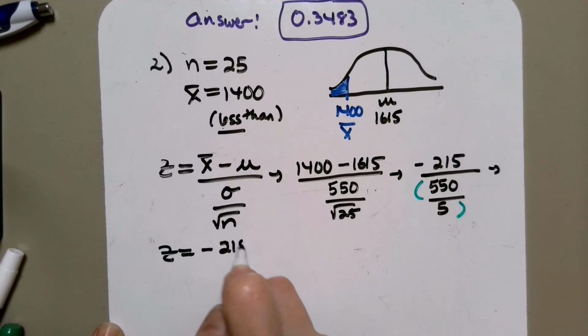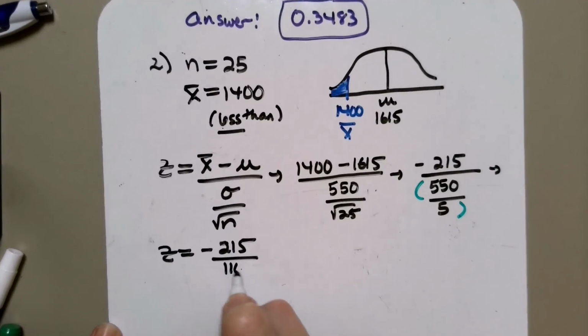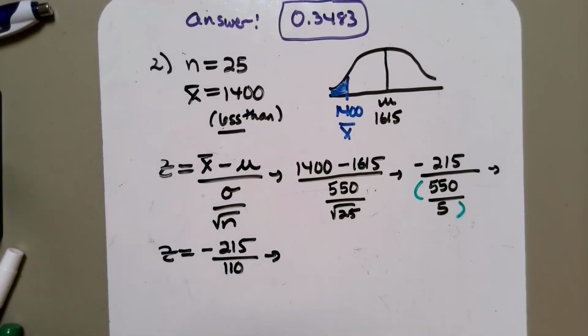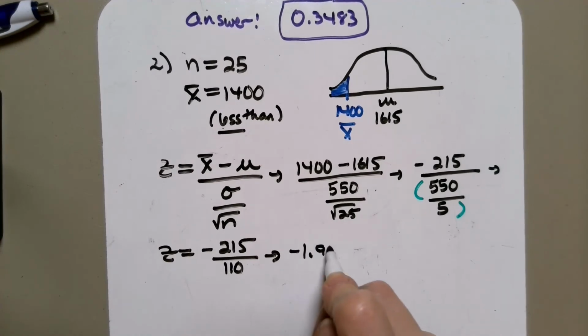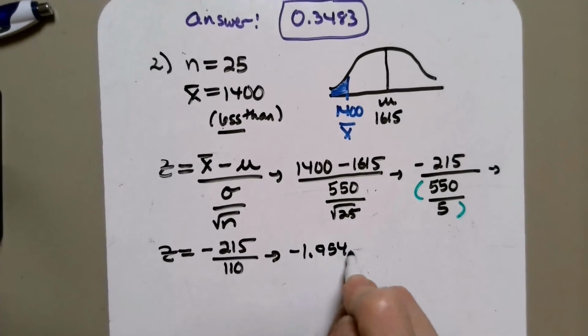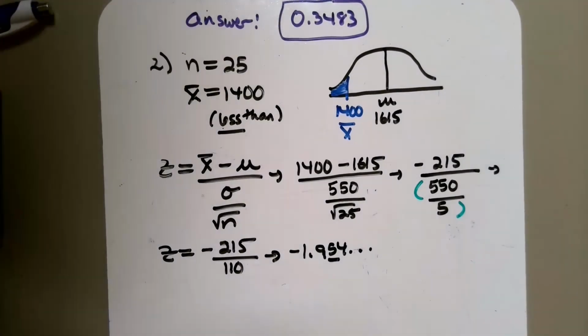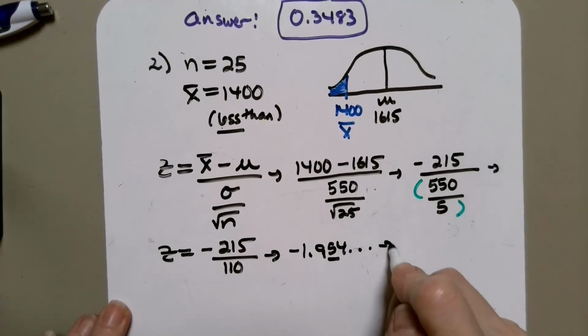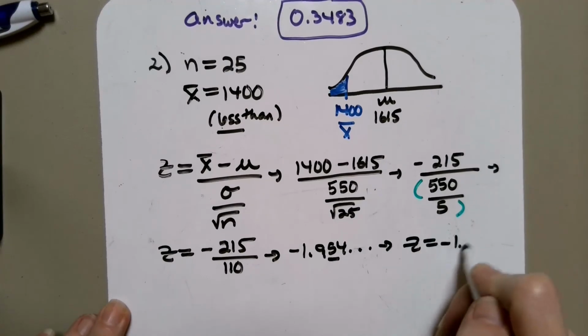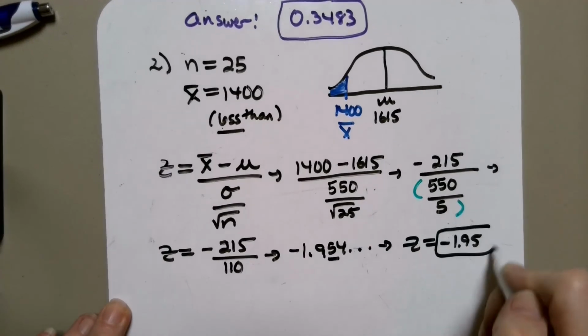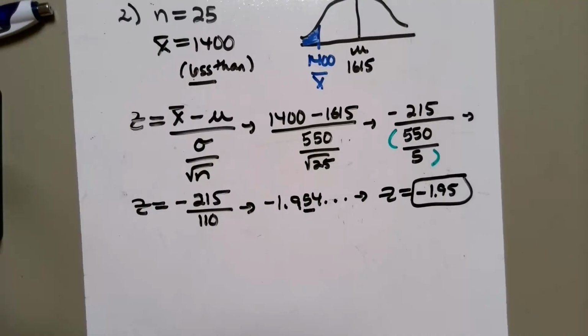This is negative 215 over 110. When I divide that out on my friend's calculator, I get negative 1.954 something, and we're going to round to 2 decimal places. So we're going to call that negative 1.95 for our z-score, which we're going to look up, which is going to give us the area to the left, because that's how our z-table works.